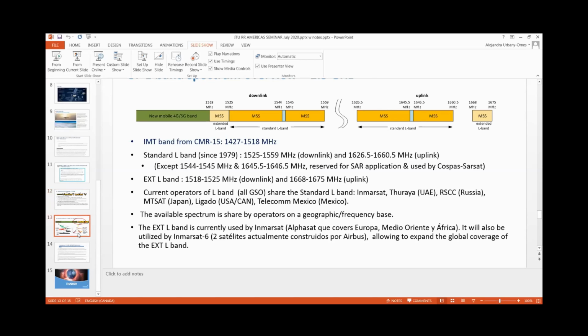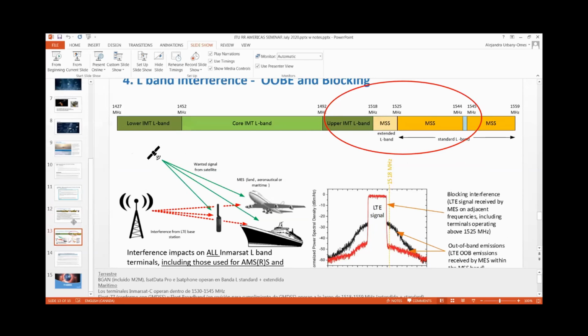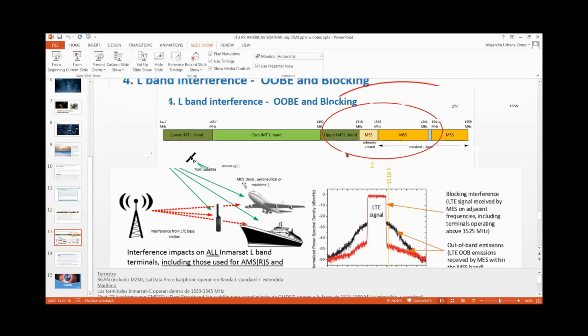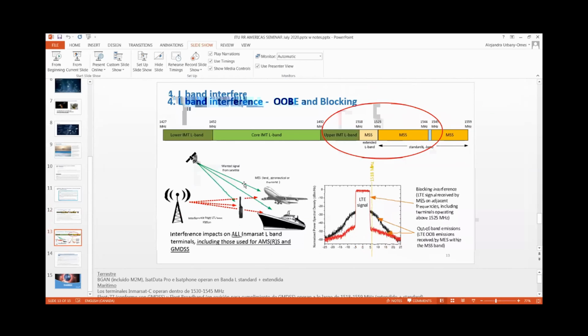Here I'm showing a graphic of the out-of-band emissions and blocking, because it's not only below 1518 and above 1518, but the interference really goes all the way to 1545. And you can see in the graphics that it will impact all L-band terminals, including those for GMDSS. So you can see the blocking interference here on the right, the LTE signal received by mobile earth stations on the adjacent frequency, and the out-of-band emission as well.